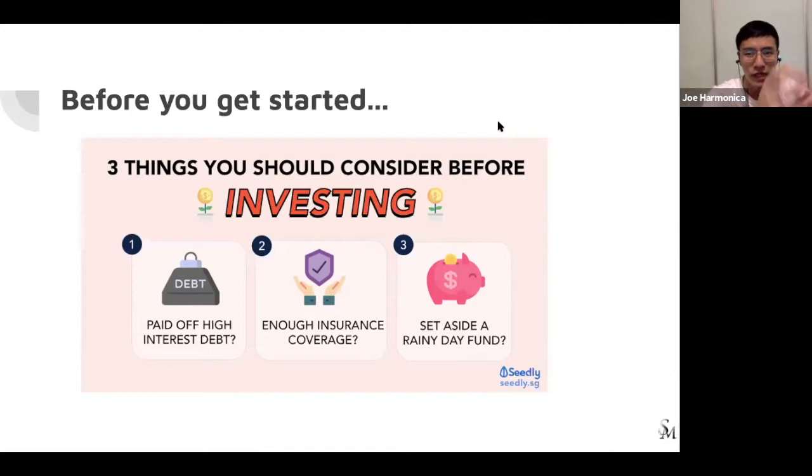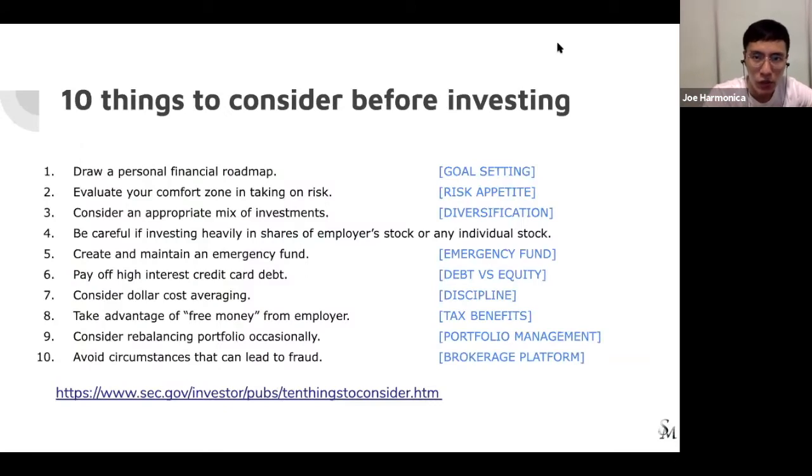And with that being said, thirdly will be your rainy day fund, okay? Make sure you set aside an amount for rainy day funds. This will be your emergency fund. If anything happens to you, at least you still have this amount to get through your life for a certain number of months, okay? These are more things that were listed by the SEC government. There are 10 things that you should consider before investing.